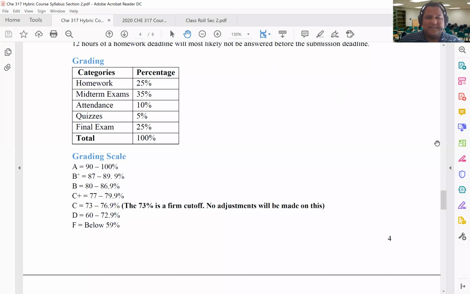In terms of the grading scale, I know the university uses like a plus minus scale, but nobody likes minuses. So I use what I call the plus naught scale, where I'm going to give you an A if you have a 90 or above. I'm going to give you that B plus because, GPA, yay.